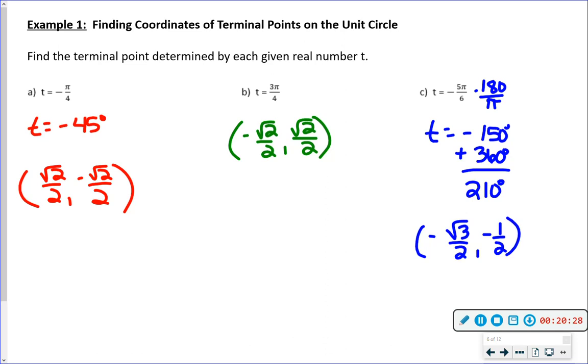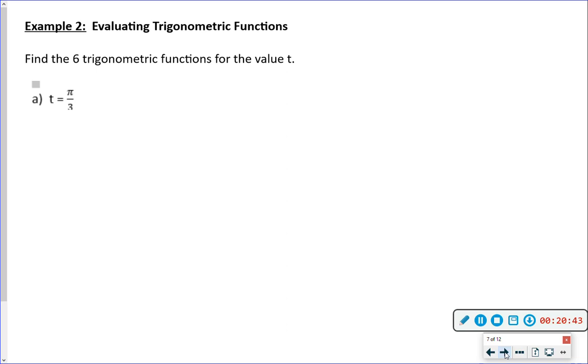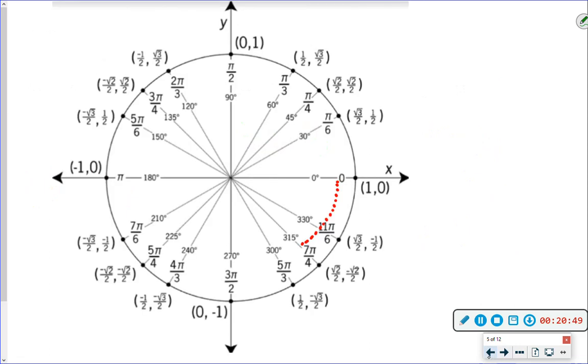So that's just first kind of getting used to looking at the points on it. Now, still easy, I promise, this is the easy part of this. If I want the cos, the sine, the tan, the cotan, we can actually make all of that off our ordered pairs. So, find the 6 trig functions for the value t. All 6. Yay. Okay, pi over 3, which of course we know is 60 degrees.